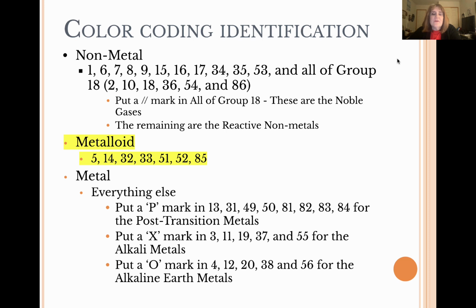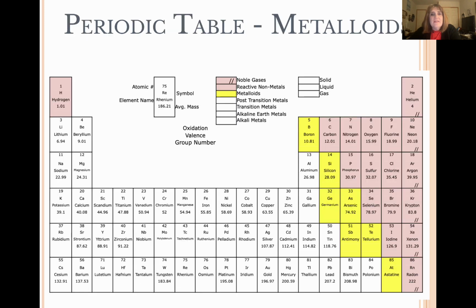Your second category are your metalloids, so change the color of your highlighter and highlight the following elements: 5, 14, 32, 33, 51, 52, and 85. These are your metalloids. At the top of your periodic table, highlight that one little box of metalloids and highlight those elements.